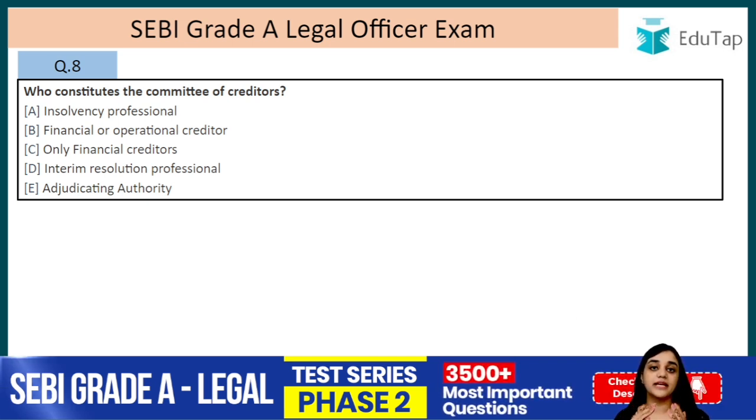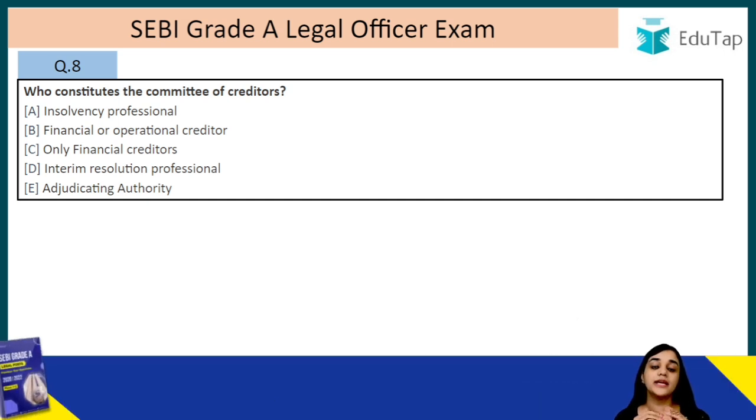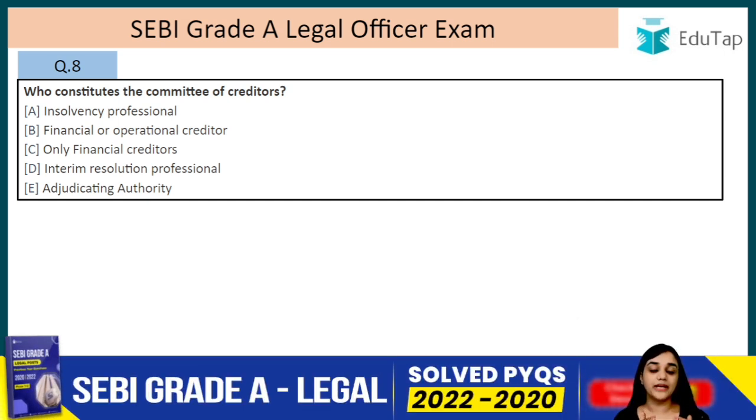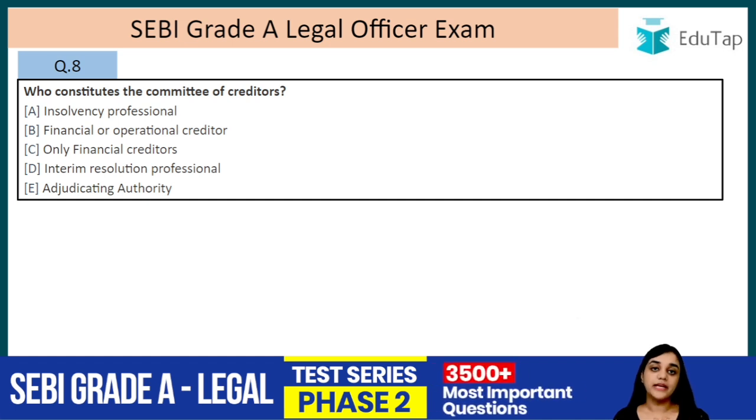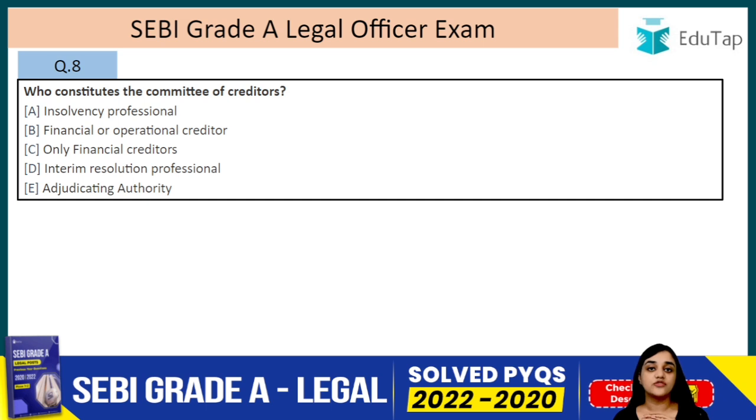Once all these claims are consolidated by this resolution professional, the interim resolution professional, he has to do what? He has to separate the financial creditors and the operational creditors. But why are we separating them? Because after this a committee is made called the committee of creditors, and in this committee only the financial creditors are given the right to vote. Only the financial creditors have a seat, right? This committee includes only the financial creditors.